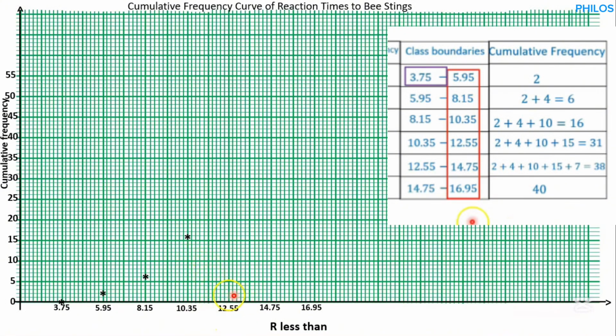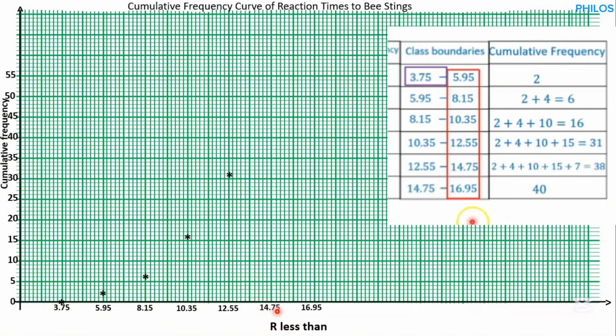Then the upper class boundary of the fourth class is 12.55. So we'll plot it against the cumulative frequency of the fourth class, which is 31. So we plot it here. Okay. Then the upper class boundary of the fifth class is 14.75.